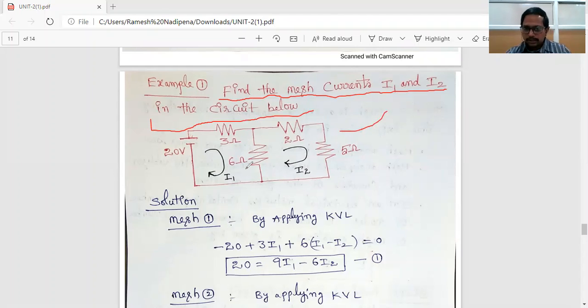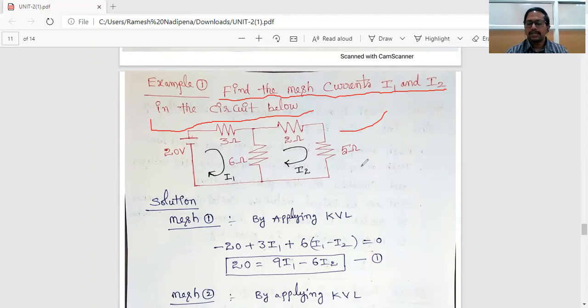So what is step one here in mesh analysis? First, identify the number of meshes from the given network. That means the number of mesh equations. So what is the number of mesh equations here?